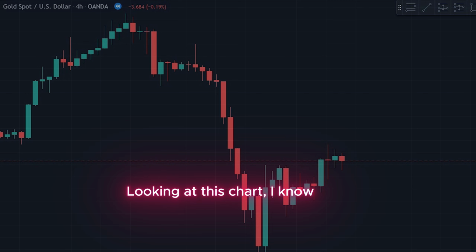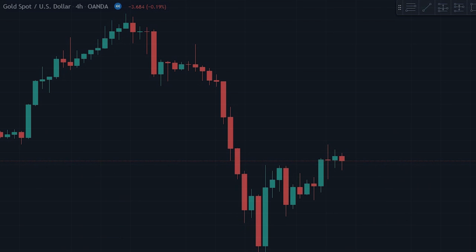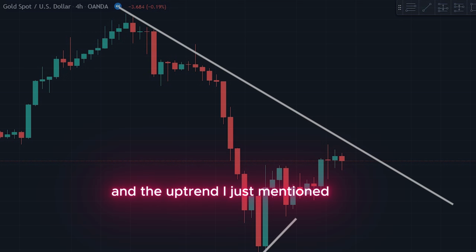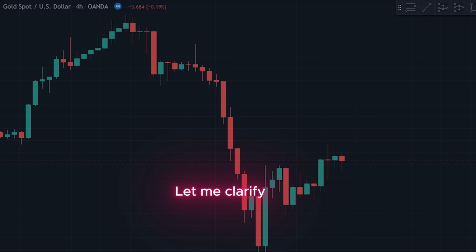Looking at this chart, I know many of you will be worried and hesitant, because there was a large downtrend before, and the uptrend I just mentioned is just a pullback wave of a larger downtrend. So, we should be looking for a sell order. So why are we looking for a buy order? Let me clarify.